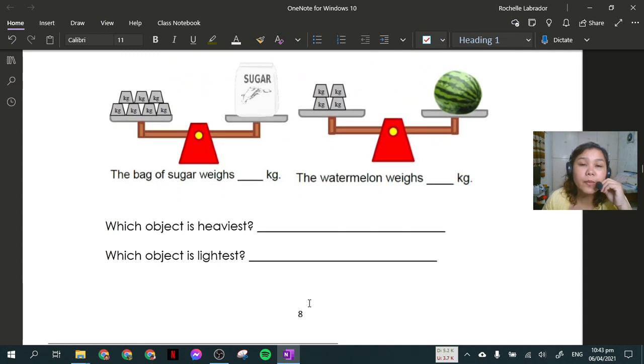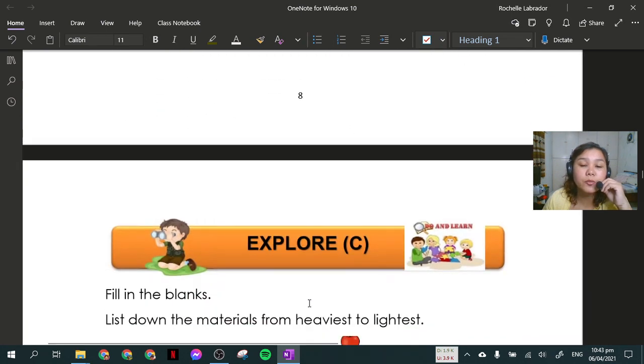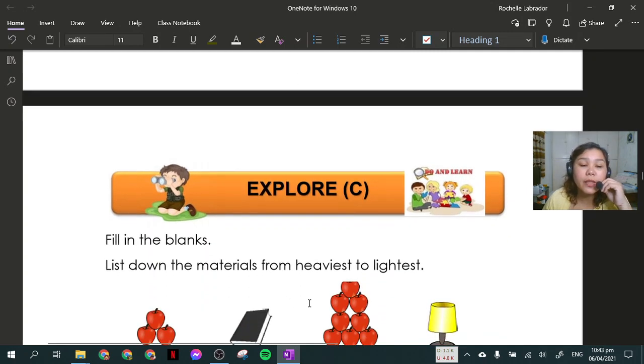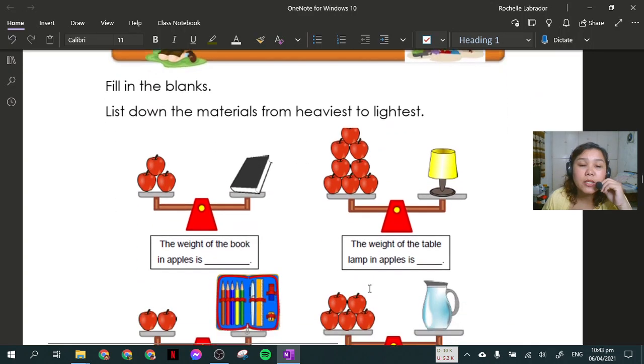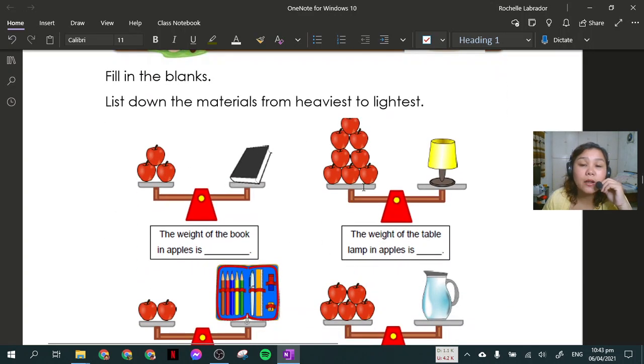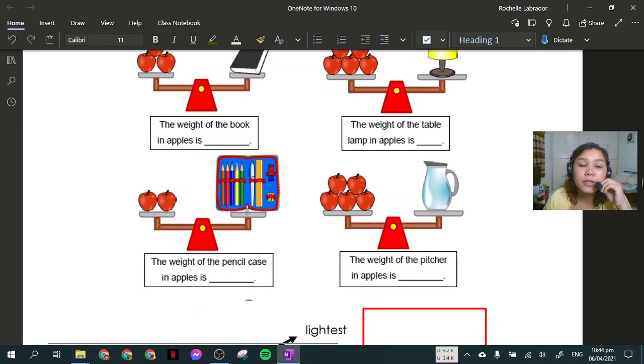So if you have answered page 8, Explore B, let's now proceed with Explore C. Fill in the blanks, list down the materials from heaviest to lightest. So let's fill in the blanks for the statement below each picture. So the weight of the book in apples is blank. So you need to count the number of apples that is equivalent to the weight or the mass of the book. Next one, the weight of the table lamp in apples is blank.